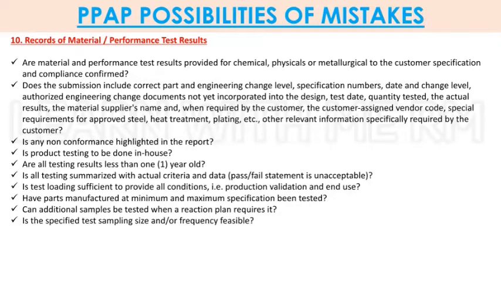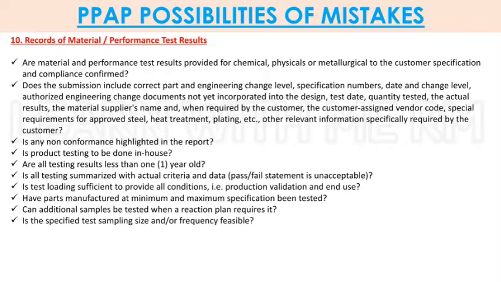10. Records of material and performance test results. Are material and performance test results provided for chemical, physical or metallurgical properties to the customer specification and compliance confirmed? Does the submission include correct part and engineering change level, specification numbers, date and change level, authorized engineering change documents not yet incorporated into the design?